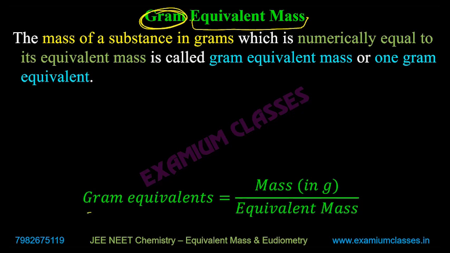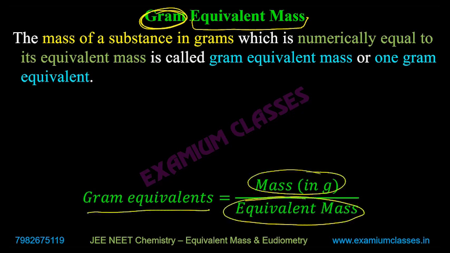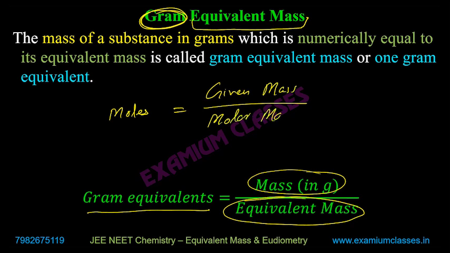So how can we get gram equivalents from it? Gram equivalents will be whatever mass we have divided by equivalent mass. Same thing, gram equivalent is the same thing as number of moles. Number of moles we calculated as given mass divided by molar mass. Here also the same thing: this is given mass divided by equivalent mass. And equivalent mass, you know how to calculate, different ways we have talked about.